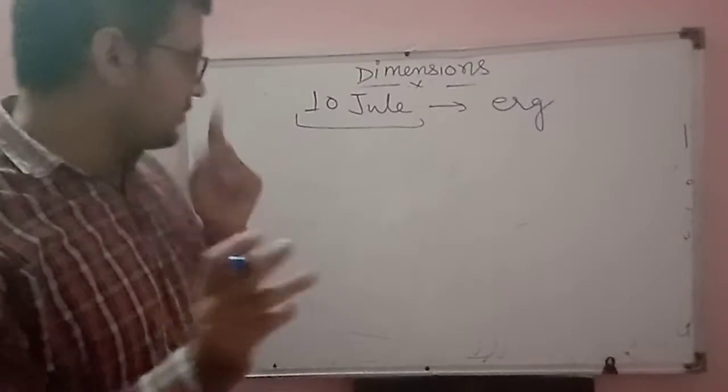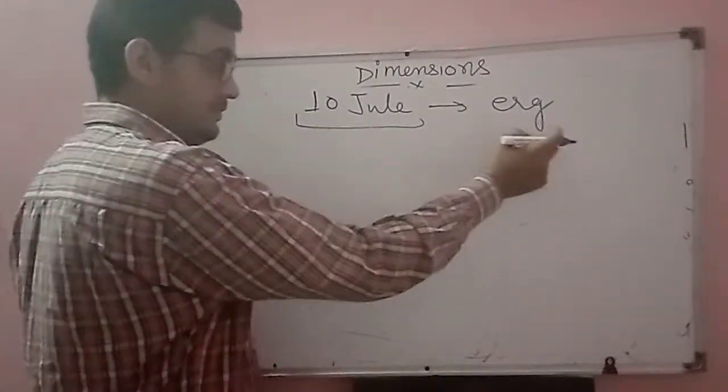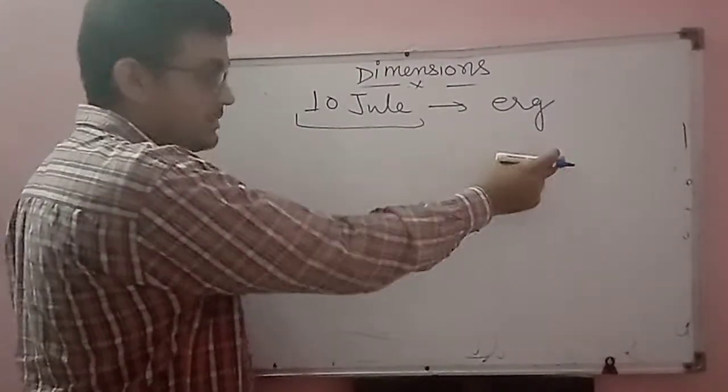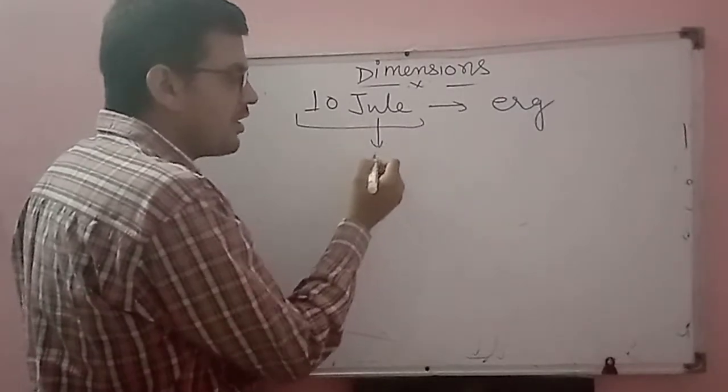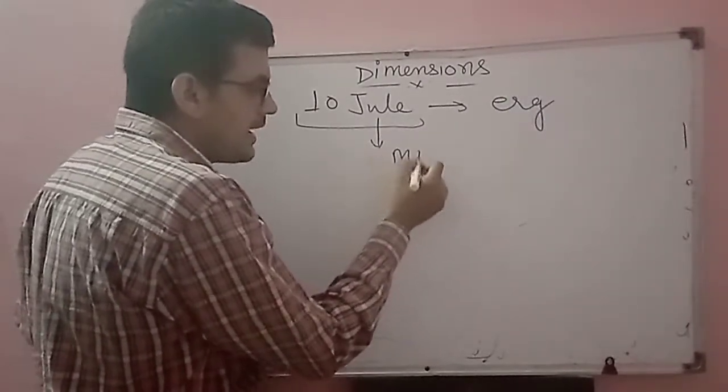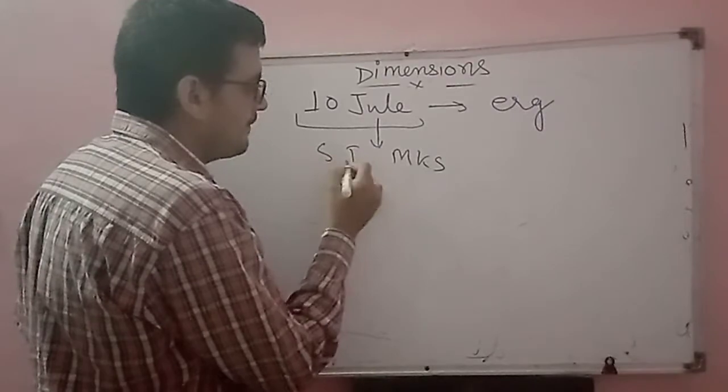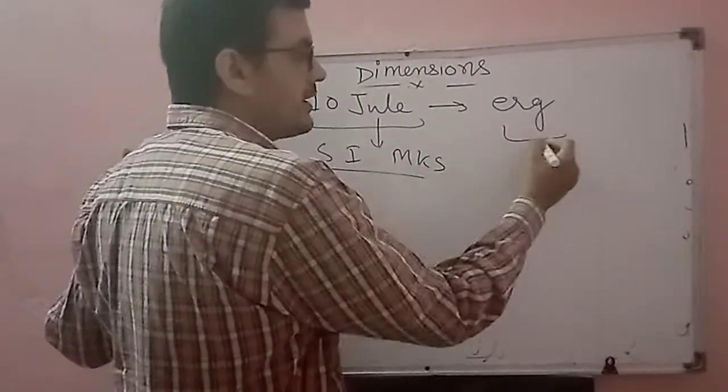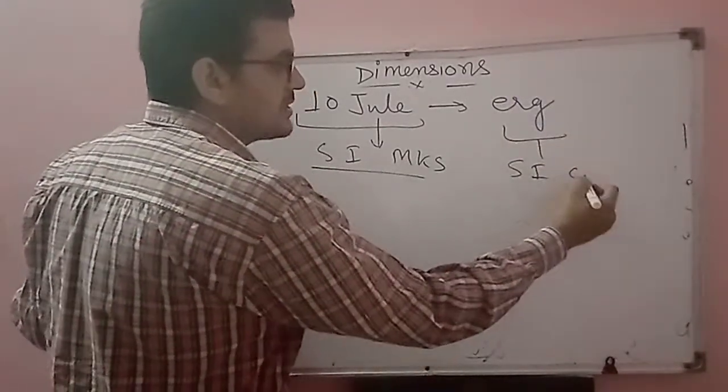First we have to know what this unit system is and what that unit system is. Joule is the SI unit of MKS, and erg is the SI unit of CGS.